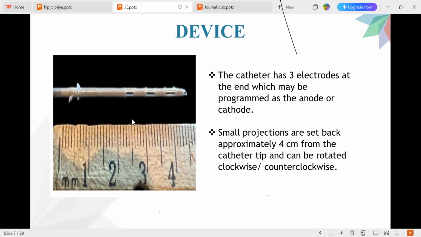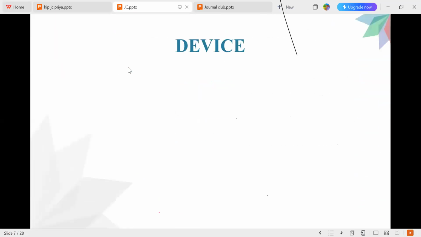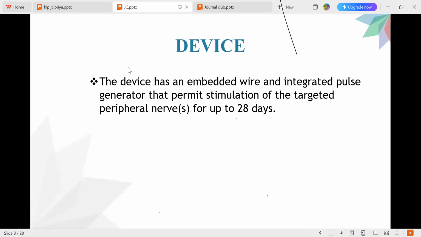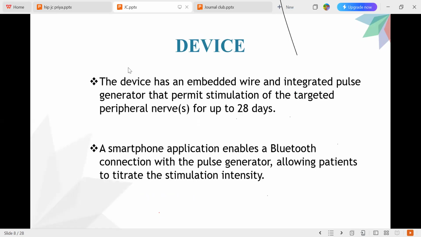This is the design of the catheter, in which the end of the catheter has 3 electrodes, which can be programmed as either the anode or the cathode according to our requirement. Some projections are seen exactly at 4 centimeter from the catheter tip, which can be rotated clockwise or counterclockwise, and these help in anchoring the device without any migration issues. The device also has an embedded wire and an integral pulse generator, which permits stimulation of the targeted peripheral nerves for up to 28 days. This can be connected to a smartphone application via Bluetooth connection.